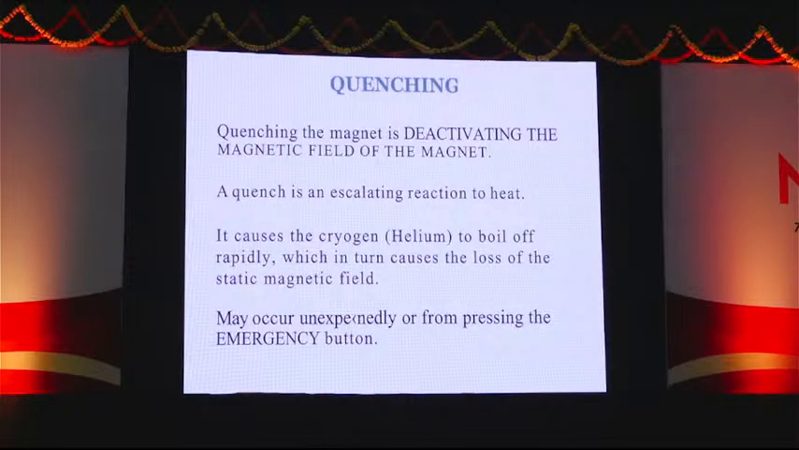Quenching. Quenching the magnet is deactivating the magnetic field of the magnet. A quench is an escalating reaction to heat. It causes the cryogen, which is the helium itself, to boil off rapidly, which in turn causes the loss of the static magnetic field. It may occur unexpectedly or from pressing the emergency button.